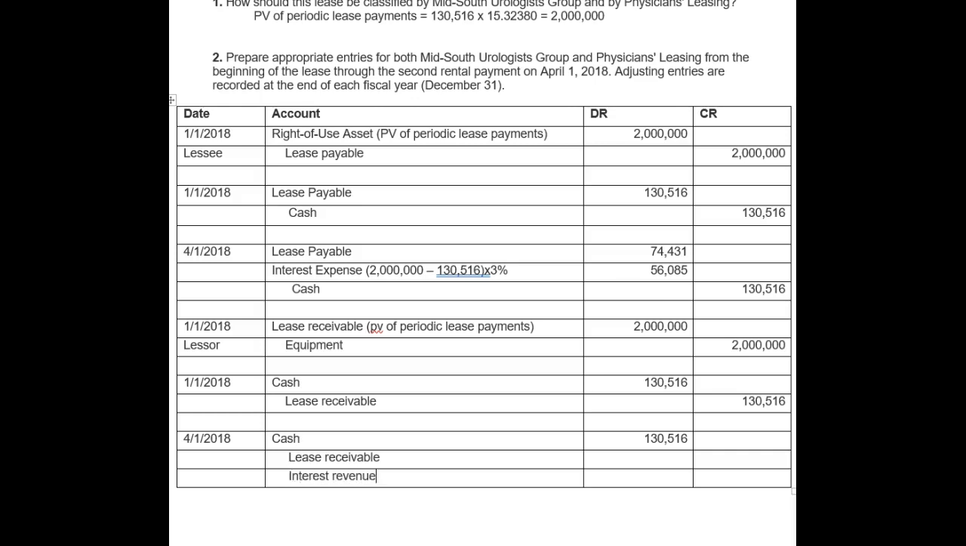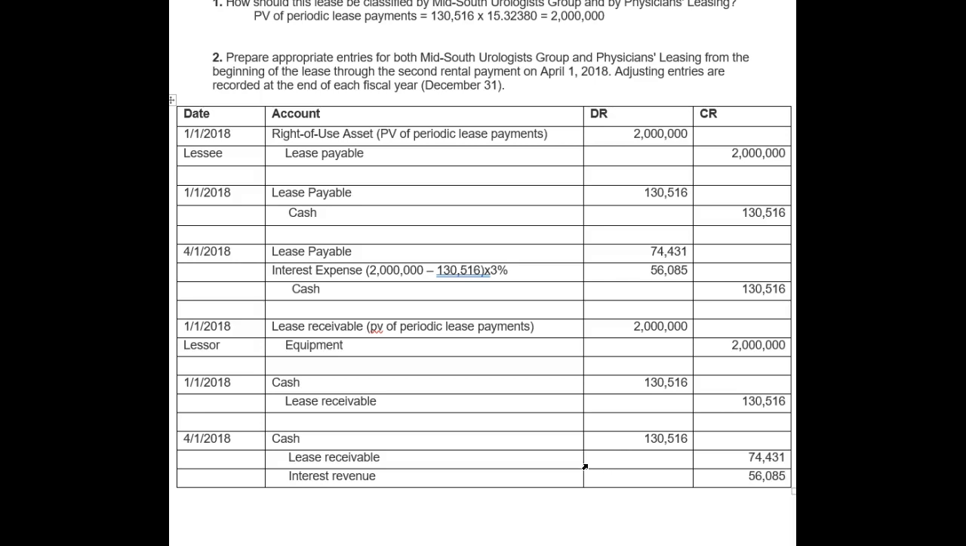time period. Now, since the carry value is the same and the interest rate is the same, the actual interest piece would be the same for this. So the lease receivable would go down by $74,431. And the interest revenue would also go up then, but it would go up by the $56,085. And it would be calculated the same way. The carry value of $2 million minus the initial payment here of $130,516 would give us our carry value currently, times the 3%, which is the quarterly interest, and that would give us the $56,085.